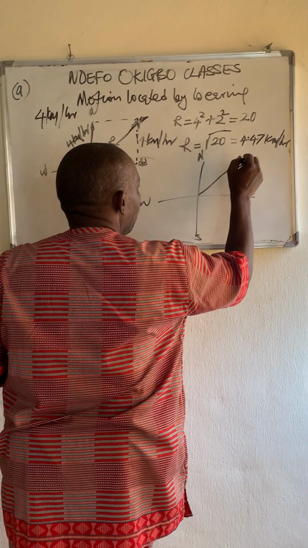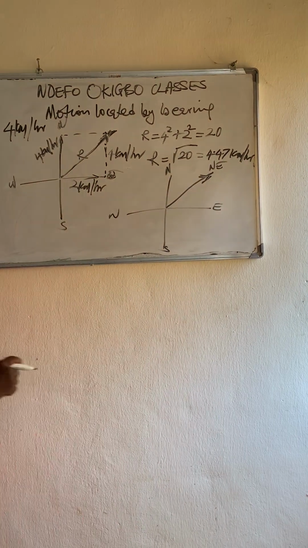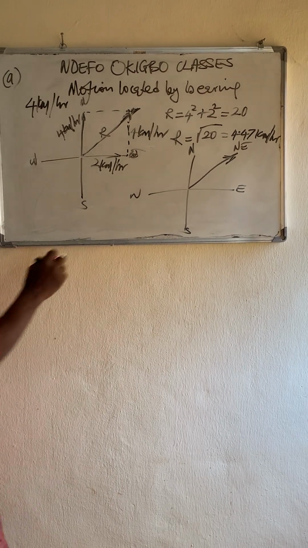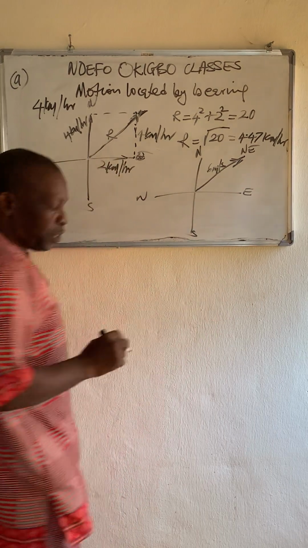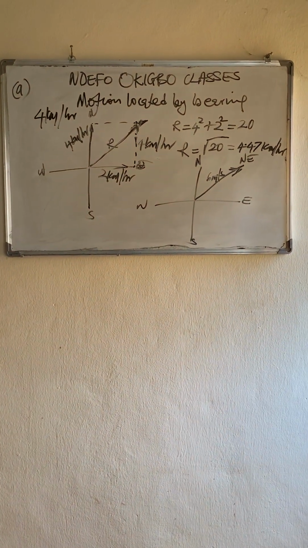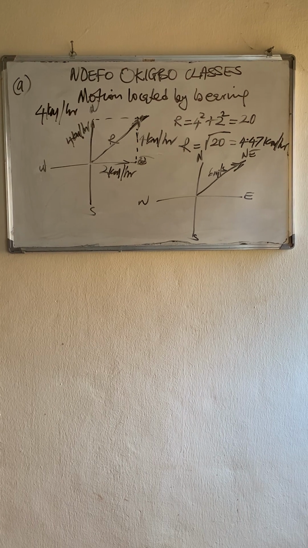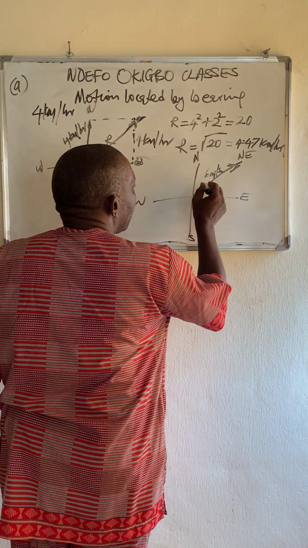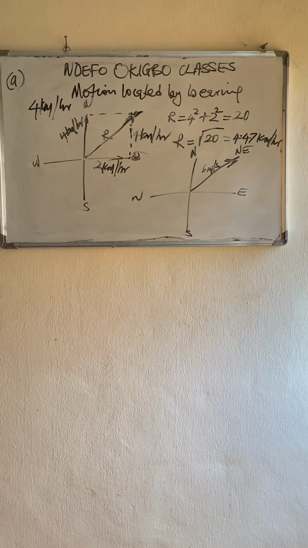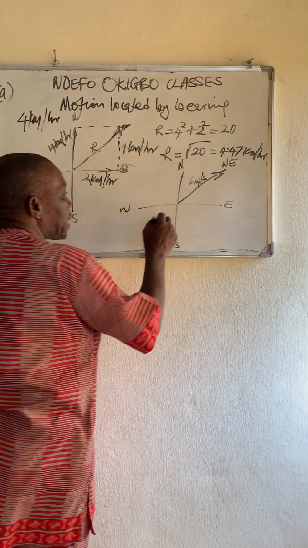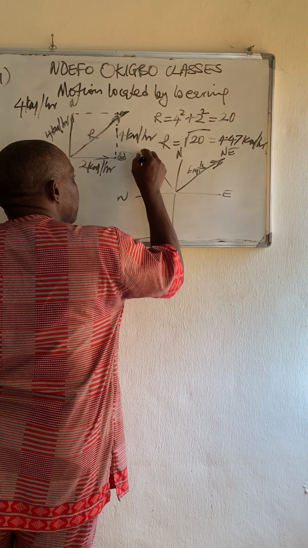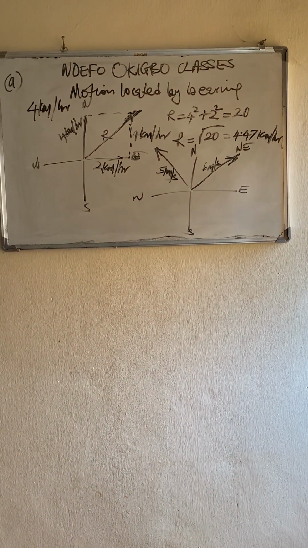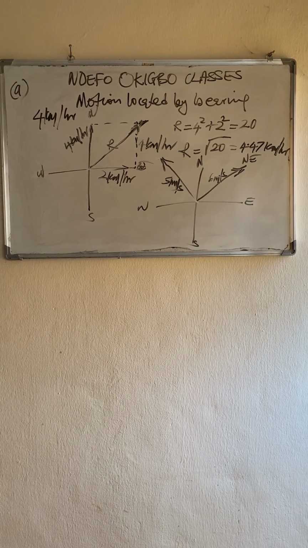So instead of moving north, it now moves northeast. Look at the direction of the bird, northeast, 6 meters per second. And the wind moves 5 meters per second, northwest. Look at northwest. Now find the final speed of the bird.